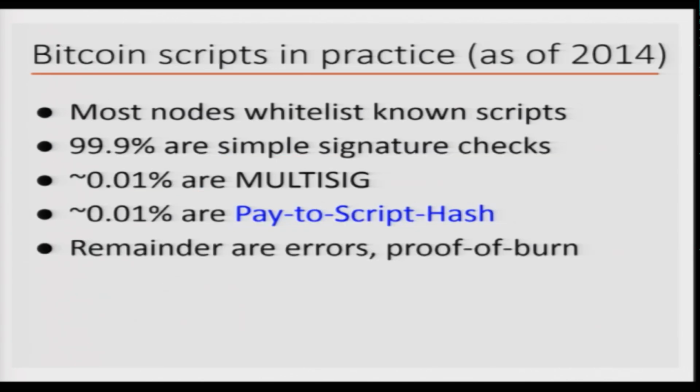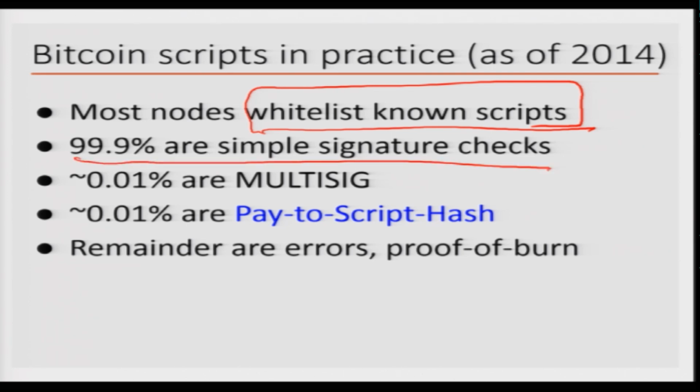So, in practice most nodes whitelist known scripts. With 160 or so opcodes, you can write many scripts. Some of them are probably meaningless, but you can write a lot of scripts. Some of the scripts may be malicious, doing something that you wouldn't want, and you do not know that it is malicious. So, most nodes whitelist a number of scripts, and if any script differs from their whitelisted set of scripts, then they do not even validate the transaction and declare the transaction to be invalid.